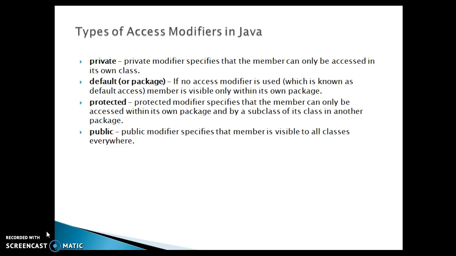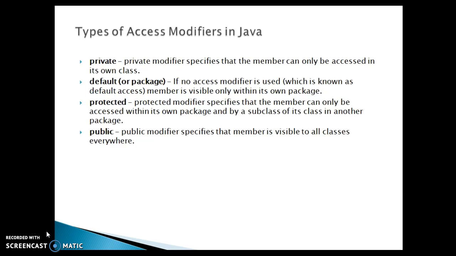Now the third access modifier is the protected modifier, which specifies that the member can only be accessed within its own package and by a subclass of its class in another package. So protected members are accessible within the same package and by a subclass of that class in a different package as well.